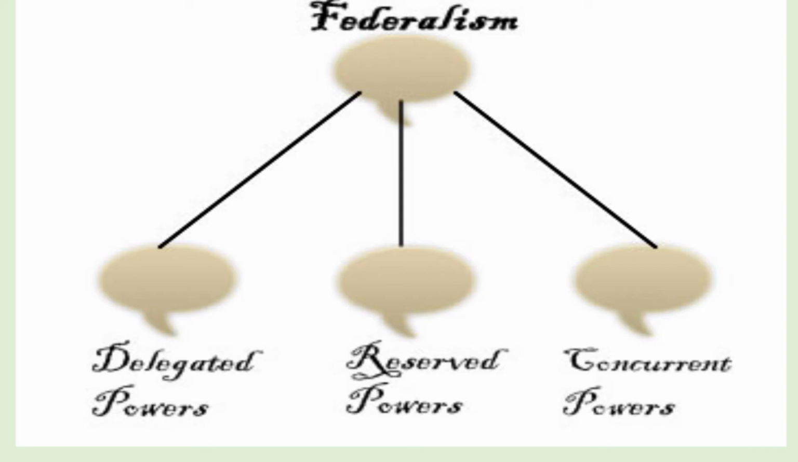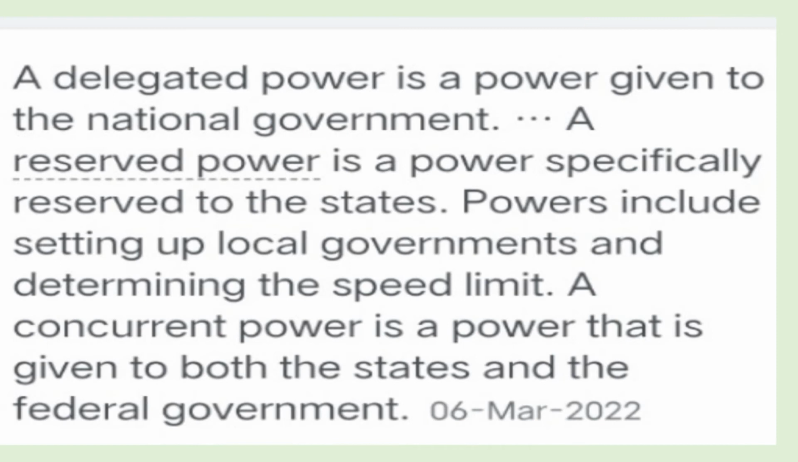Federation, delegated powers, reserved powers, and concurrent powers. What are they? A delegated power is a power that is given to the national government. Reserved power is specifically reserved to the states. Powers include setting up of local governments and determining the speed limit. Concurrent power is a power that is given to both the states and the federal government.